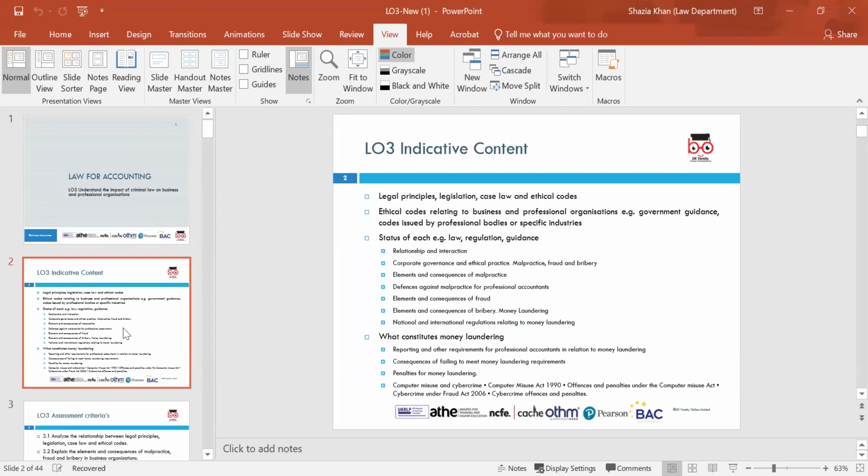So the indicative content for Learning Outcome 3 is to look at the legal principles, legislation, case law, and ethical codes. So what is the difference between them and why are they needed? Ethical codes relating to business professionals, government guidance, why ethics is so important within a business, why law and regulations are so important in relation to malpractice, bribery, corruption, fraud. We also will be looking at what constitutes money laundering and failing to comply with requirements and what the penalties are, and computer misuse and cybercrime as well.